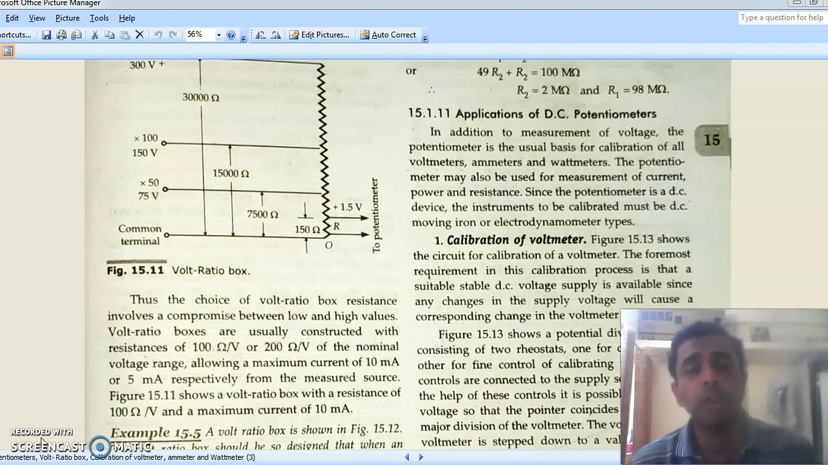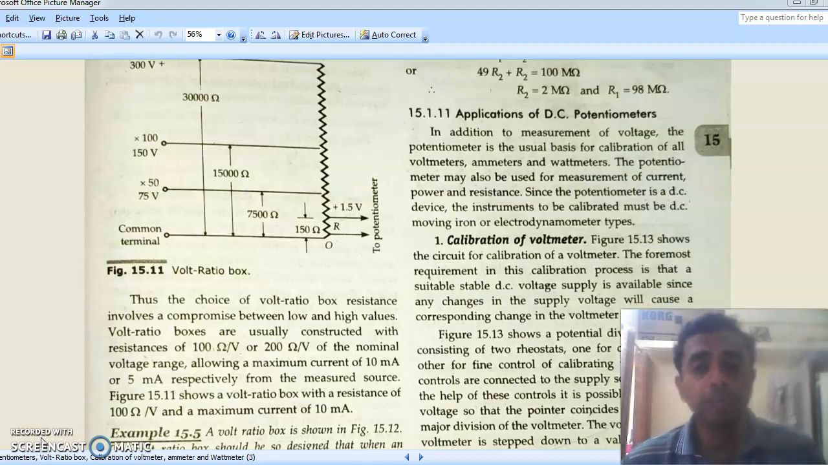So that we have a volt ratio box. We have seen how a volt ratio box works. A volt ratio box is simply a potential divider network. So we can apply any voltage greater than 1.5 volt to the potentiometer. If the voltage to be measured is within 0 to 1.5 volt, it's not at all necessary to have a volt ratio box. But if it is greater than 1.5, any voltage greater than 1.5 can be measured using a potentiometer by having a volt ratio box in between.